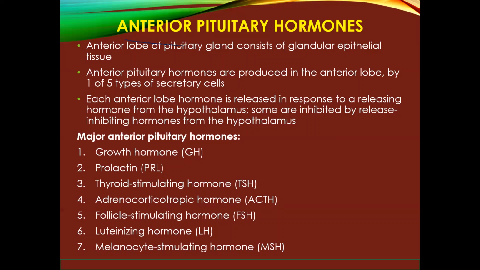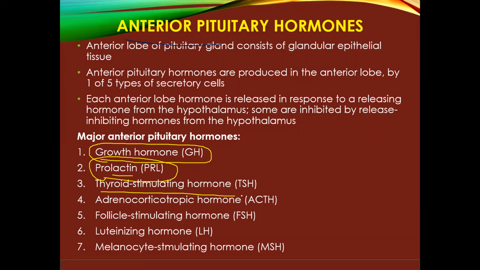Anterior pituitary hormones. Okay, so the anterior pituitary gland hormones, there are 7 of them produced from these anterior lobes. The first one is called the growth hormone, and the name is telling you this is needed for growing. Prolactin or PRL. PRL is the one that will increase milk production. So the name is telling you lactin, lactase, which is milk.